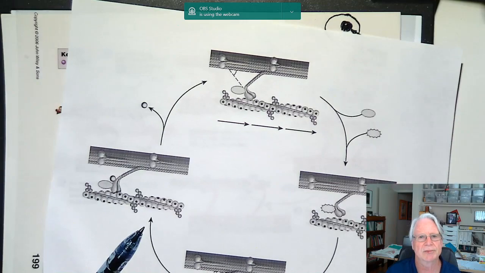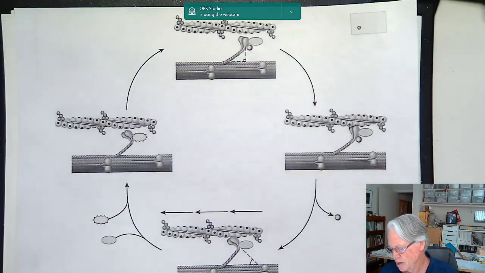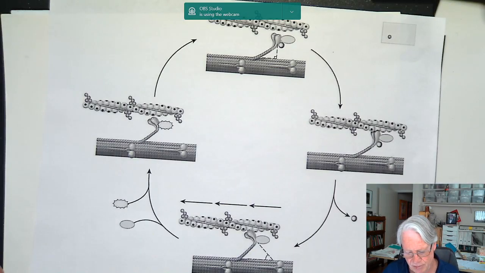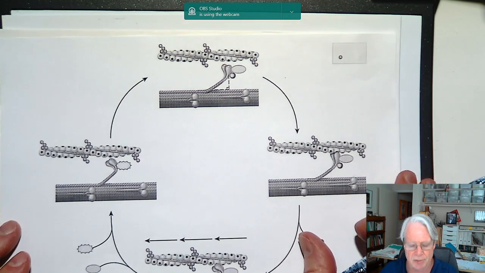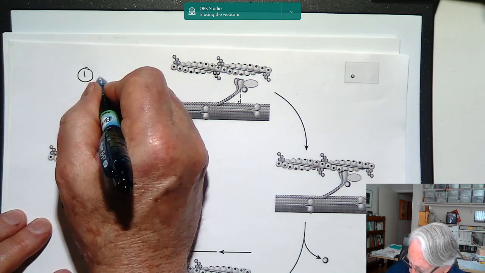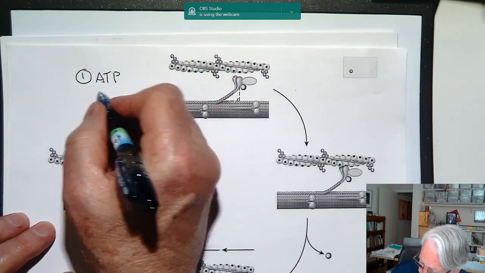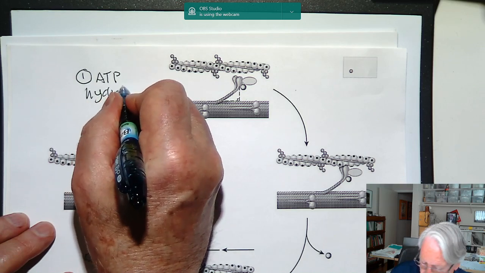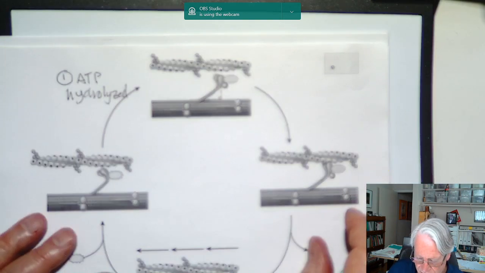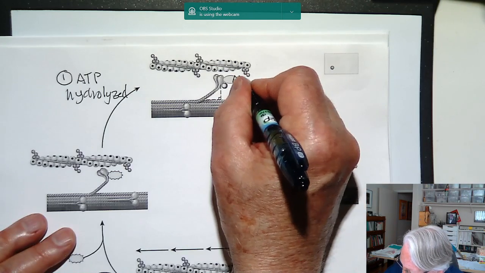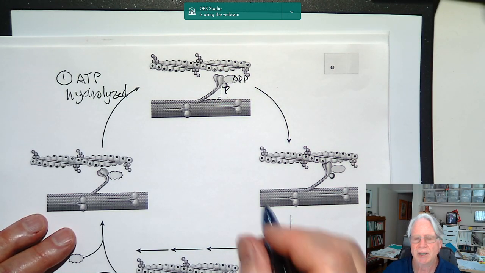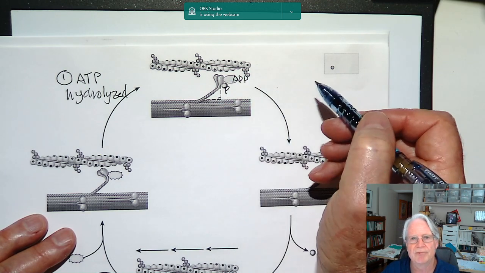So let's do our own drawing. Let's go just through and mark it up just as we see it here. So in the first step, this is step number 1. ATP is hydrolyzed. And we get ADP and a phosphate group. We get this 90-degree orientation.